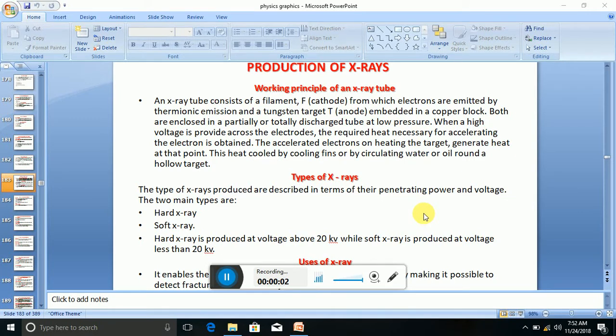Hello, welcome. Today we are going to be looking at the production of X-rays. How are X-rays produced? We're going to be looking at the working principle of an X-ray tube.